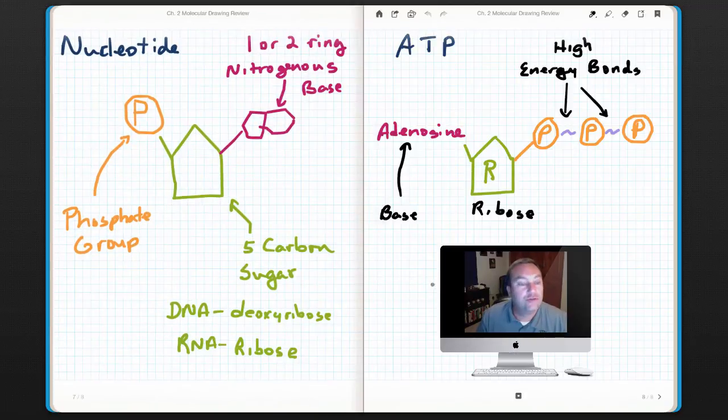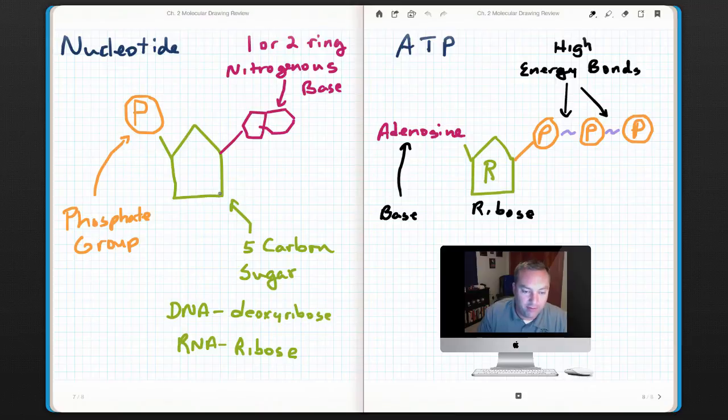All right, our last two drawings are going to be of a nucleotide and ATP. Now, nucleotides are the monomer of a nucleic acid, and you can argue that these are the most important biomolecule because nucleic acids have the ability to code for the proteins. So think of a nucleic acid as the directions for making a protein, and then the protein can handle all the life's chemistry.